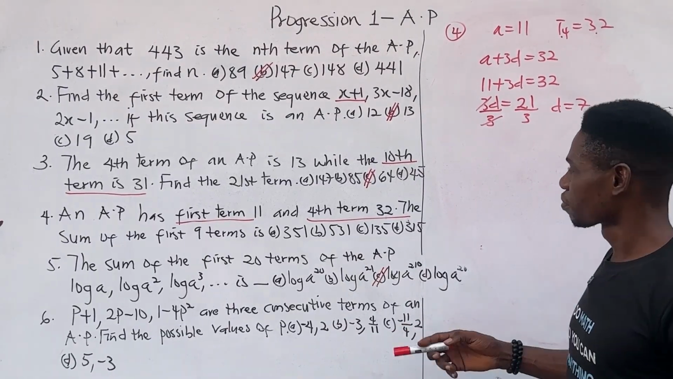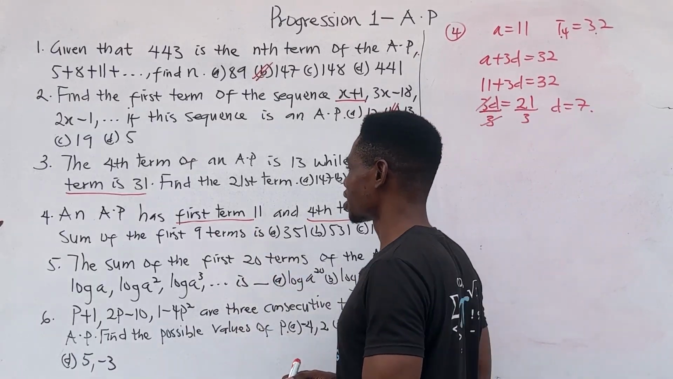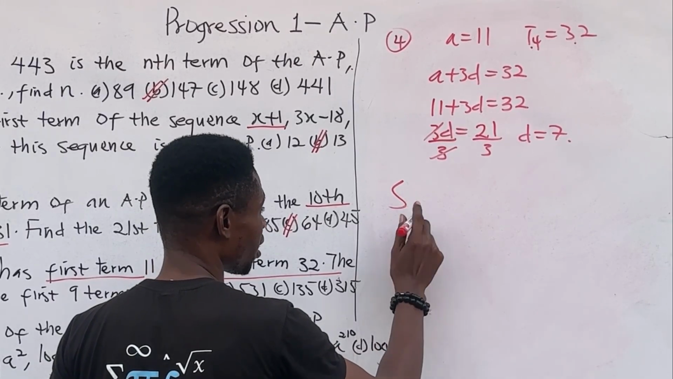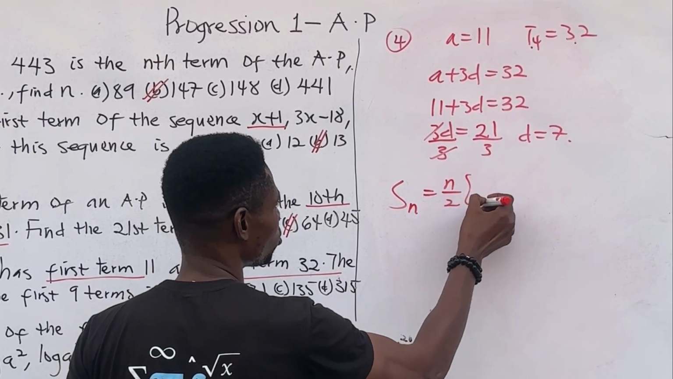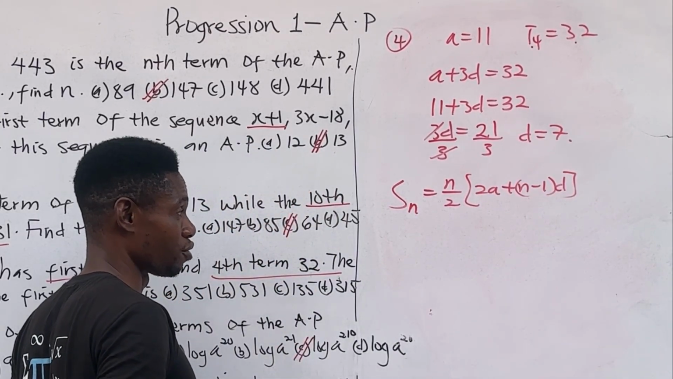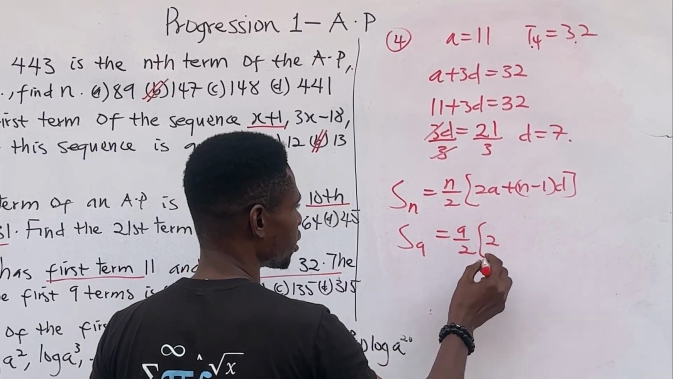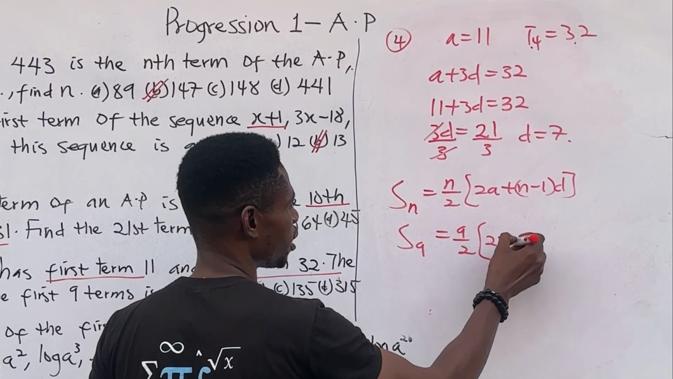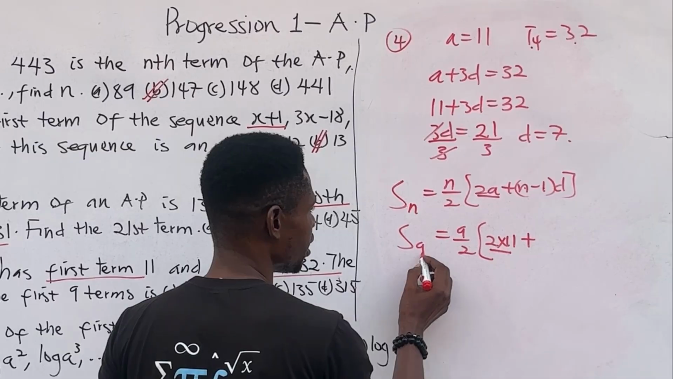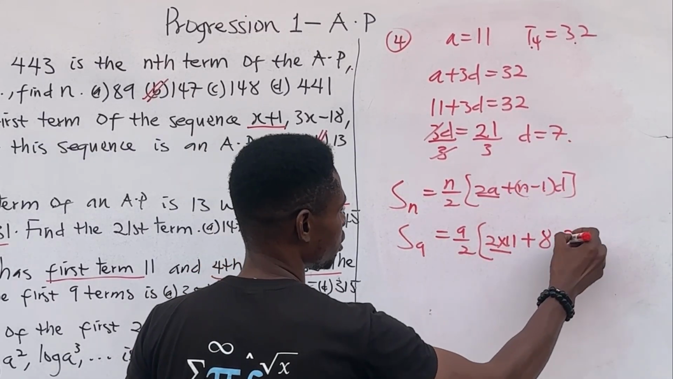So the question says, the sum of the first 9 terms. So sum of the first 9 terms, S9. Let me write the formula. Sn equals n over 2 into 2a plus n minus 1 d. Okay, this is the general formula. So our S9 in this case will be 9 over 2 into 2 times a. We have a already, that's 2 times 11, plus n minus 1. Since our n is 9, 9 minus 1 is 8 multiplied by our d, which is 7.